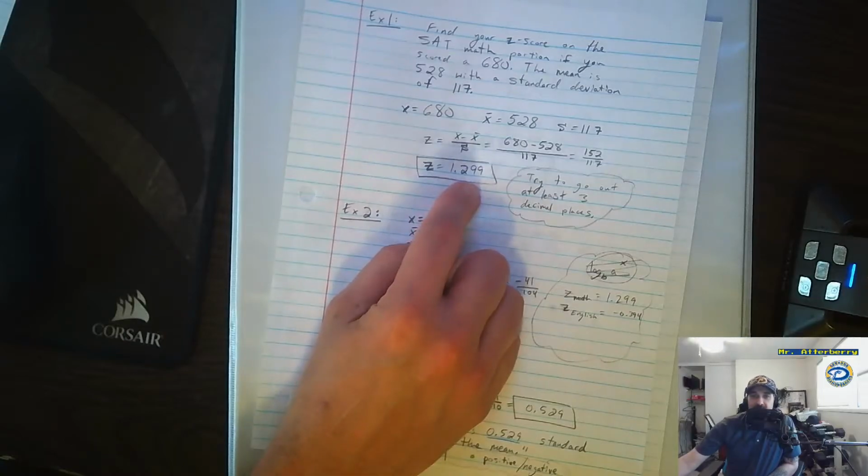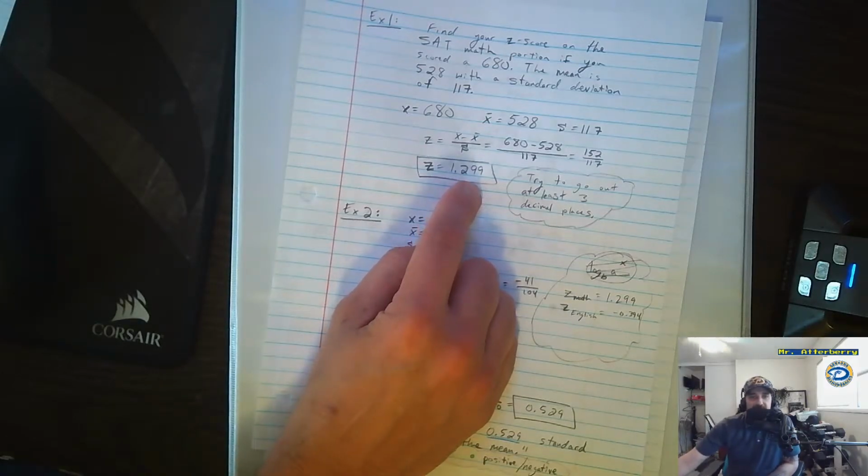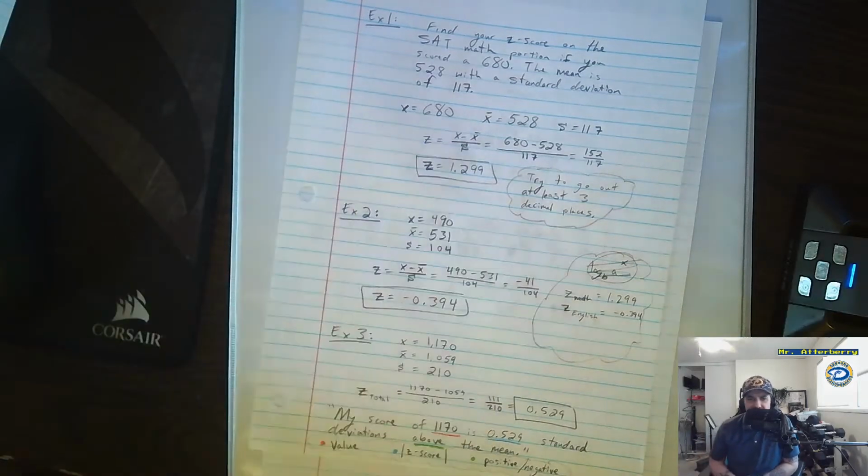So that means that if this was your score, you would have scored a little over 1 standard deviation above the mean, about 1.3, right? 1.299. You scored fairly well, it's above average. Depending on the problem, it depends on what's actually significantly above average. We'll look into what the standards are.